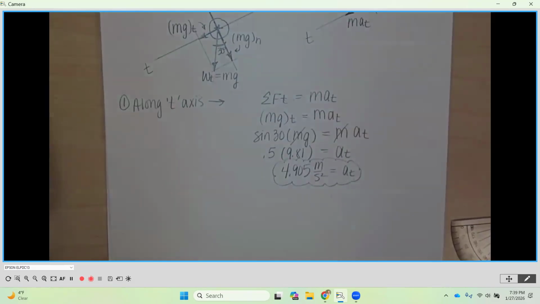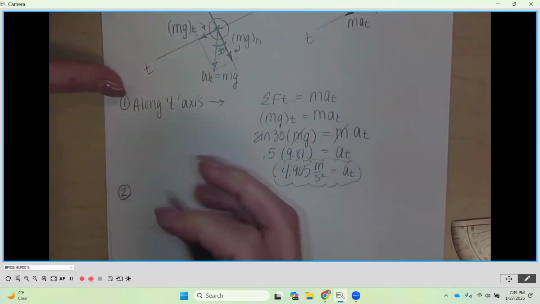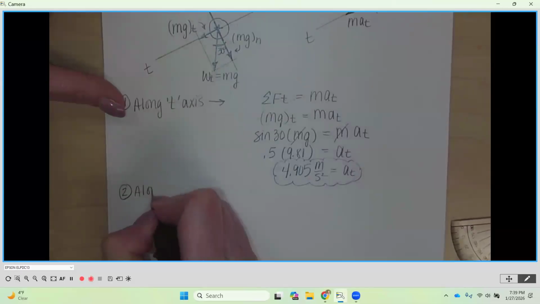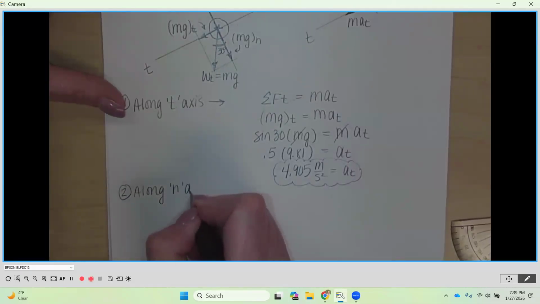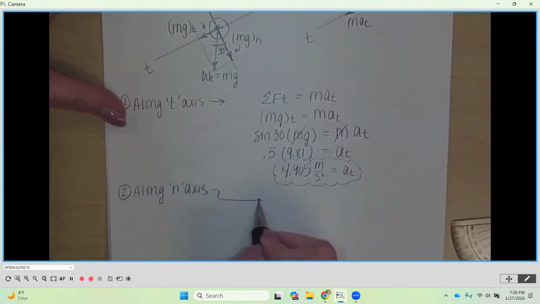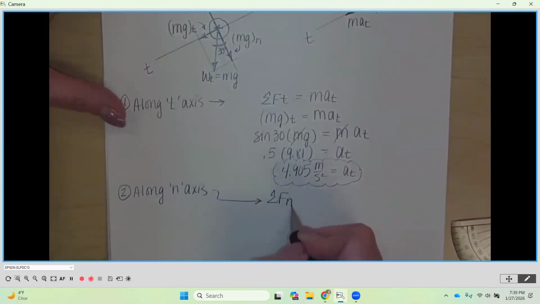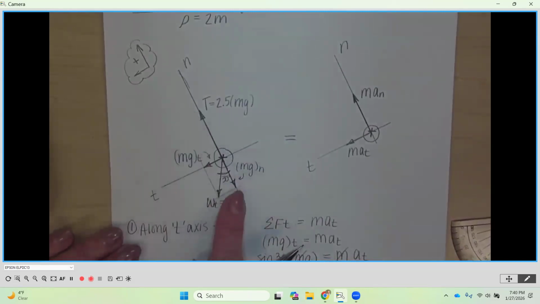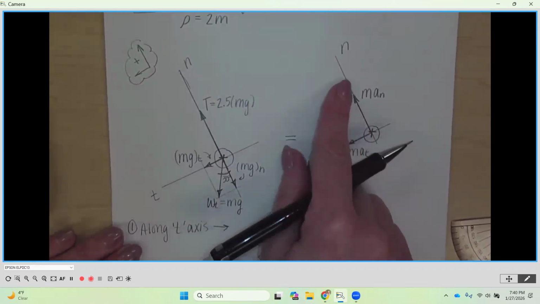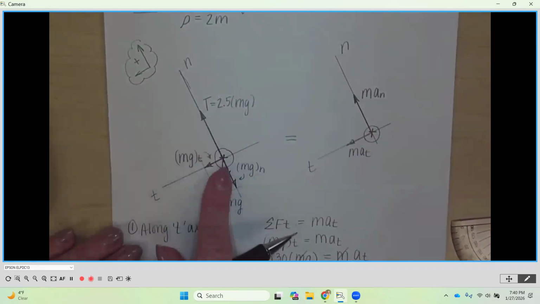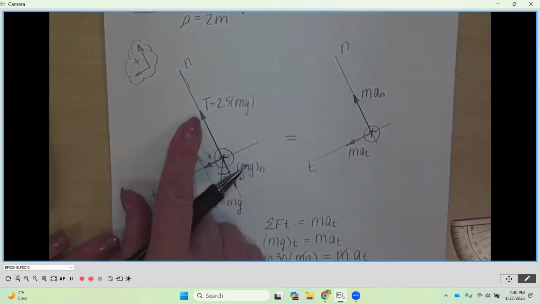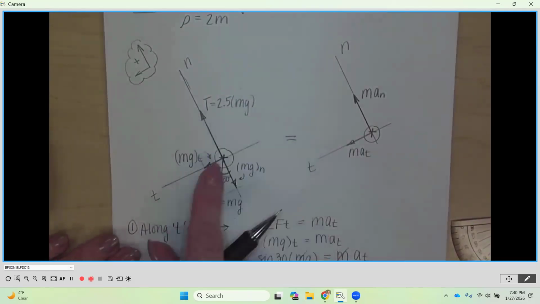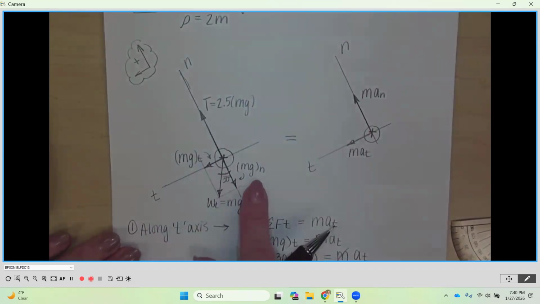Now we need to go along the normal axis. So step number 2, I'm going to call it, is going to be along the normal axis. This is the sum of the forces along N equals mass times acceleration normal. So if we look up here, we're now looking along this axis and this axis. On the left-hand side, the sum of the forces along the n-axis, we're going to have a positive 2.5 mg and a minus mg normal, right?